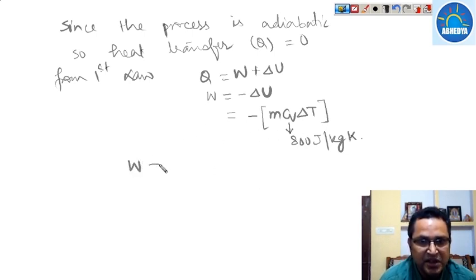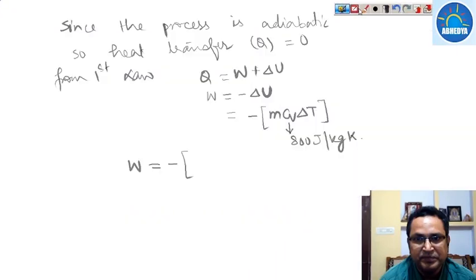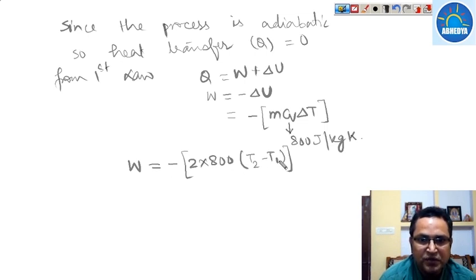So what is the amount of work done? Minus, what is mass? Mass is given as 2 kilogram. 2 into Cv is 800, and what is delta T? That is T2 minus T1. The value of T2 we have already calculated. Put the value of T2 and T1, so you will get the amount of work done. So this much amount of the work has been done.